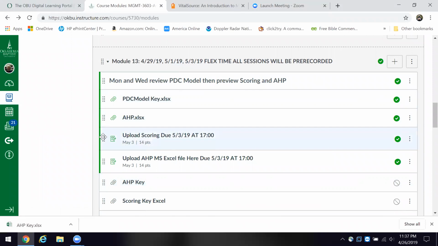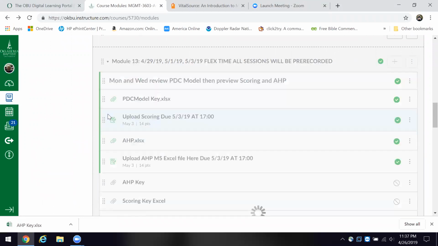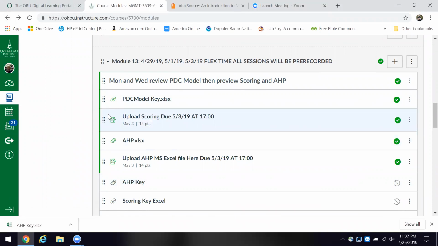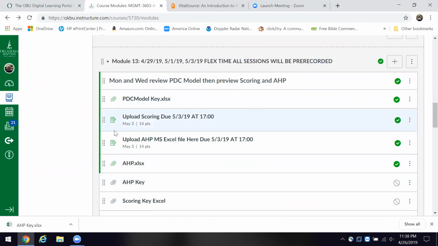And just to make things a little bit easier, I think I had the scoring first. I think it appears in the chat text first. And then we'll do this. There, we'll stretch these out a little bit. So we've got the scoring key and the AHP XLS and the AHP key. Now, we're going to look at scoring first.